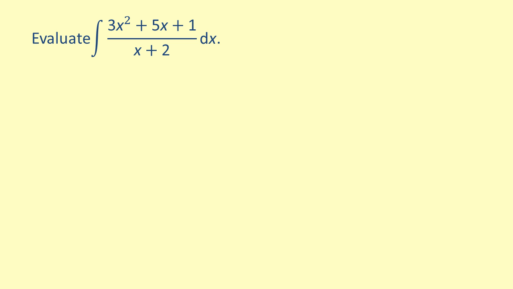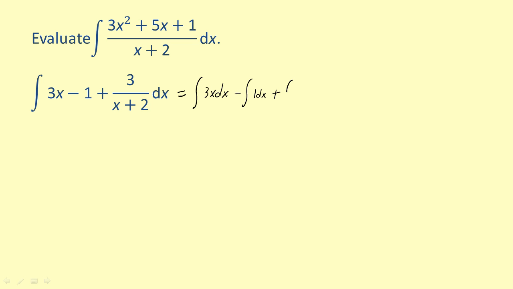So, dividing 3x squared plus 5x plus 1 by x plus 2 gives 3x minus 1 plus 3 over x plus 2. We can now divide this into three simple integrals. That gives us the integral of 3x dx minus 1 dx plus 3 over x plus 2 dx. Integrating, we get 3x squared over 2 minus x, and then using a simple substitution, we get plus 3 times the natural log of x plus 2 plus c.